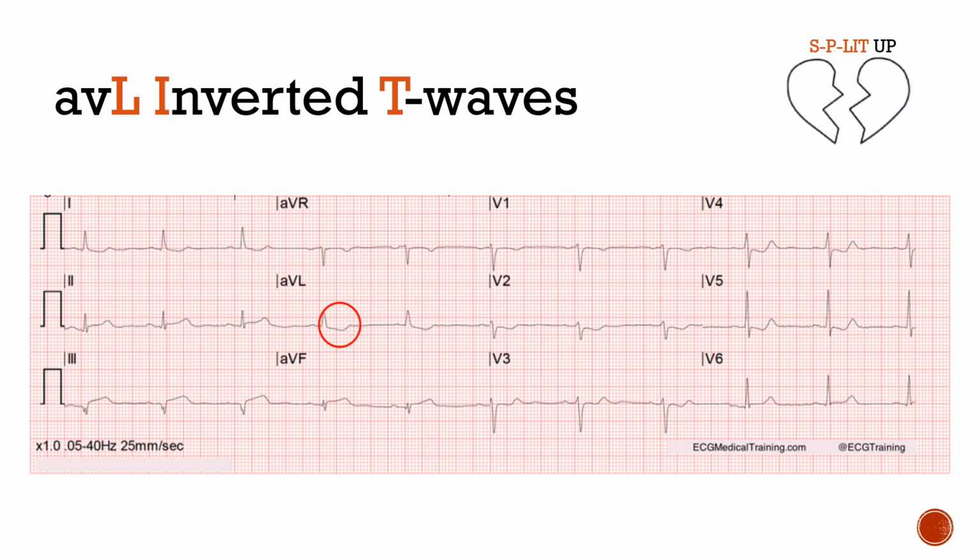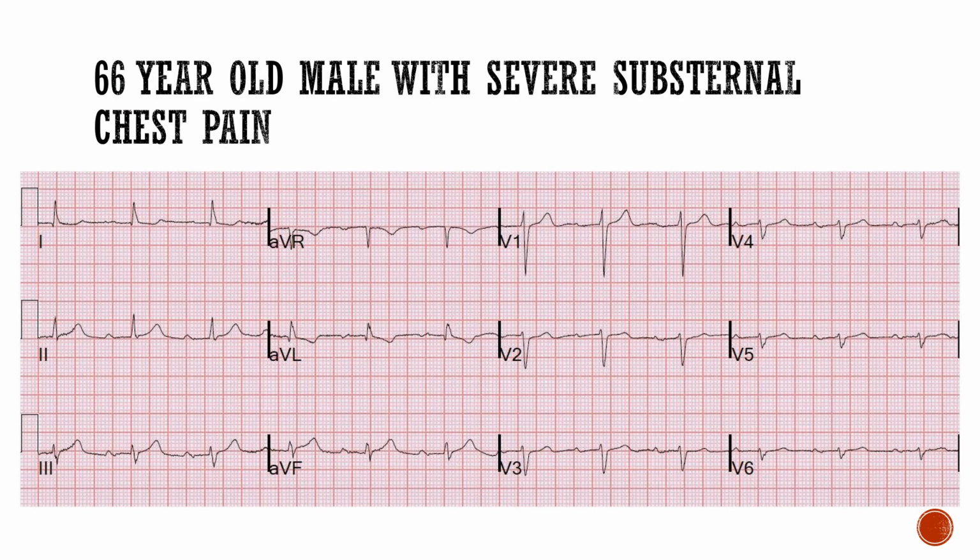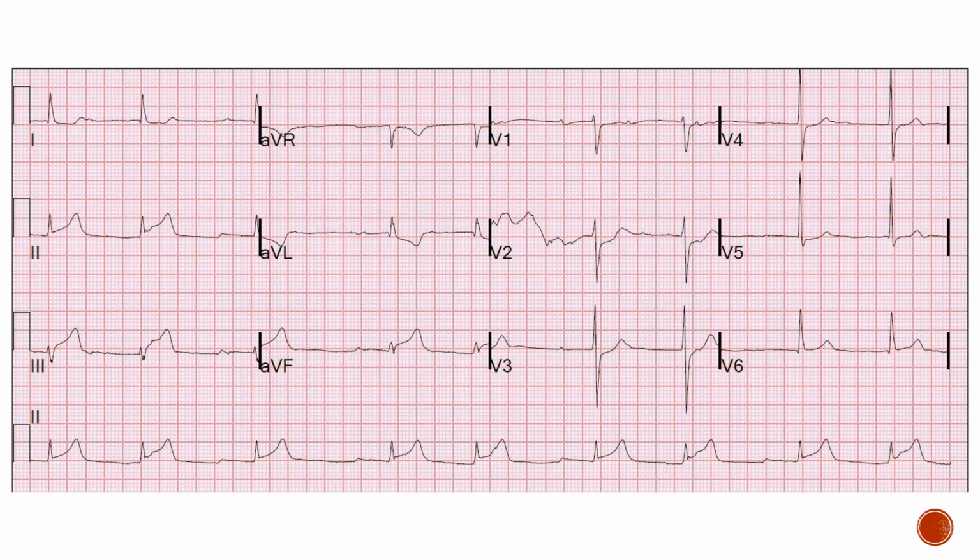As you can see here, we have an isolated T-wave inversion in aVL. And here once again, in a patient who presented with chest pain, we see the same isolated T-wave inversion in aVL. 15 minutes later, we see that that isolated T-wave inversion in aVL has developed into the classic ST elevations in II, III, and aVF that we're all too familiar with in an inferior MI.